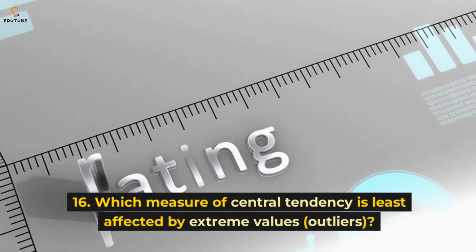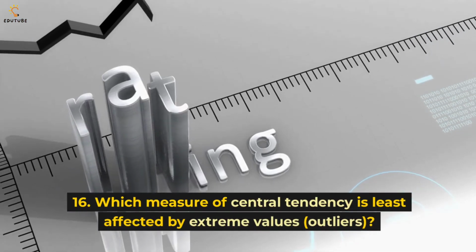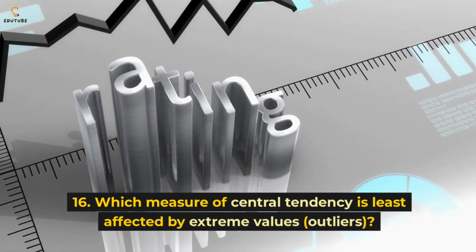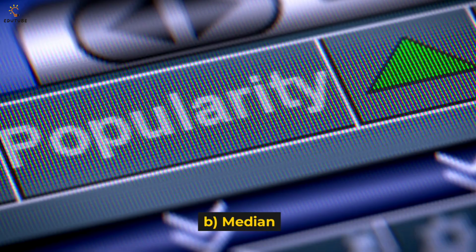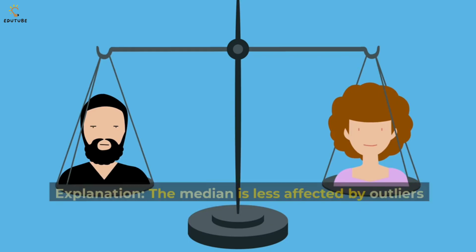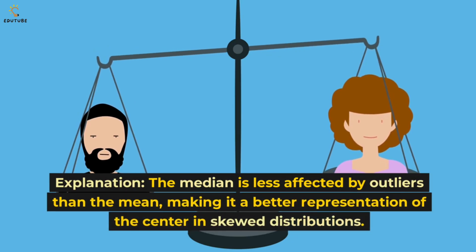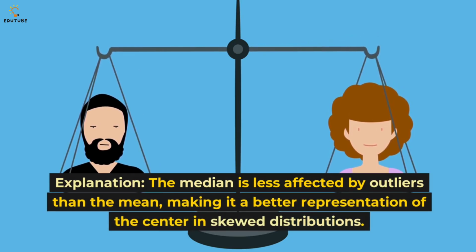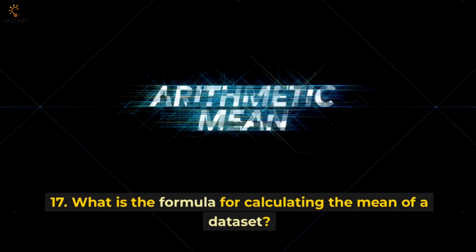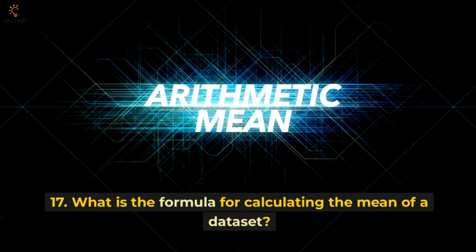16. Which measure of central tendency is least affected by extreme values, outliers? A. Mean. B. Median. C. Mode. D. Range. Answer. B. Median. Explanation. The median is less affected by outliers than the mean, making it a better representation of the center in skewed distributions.